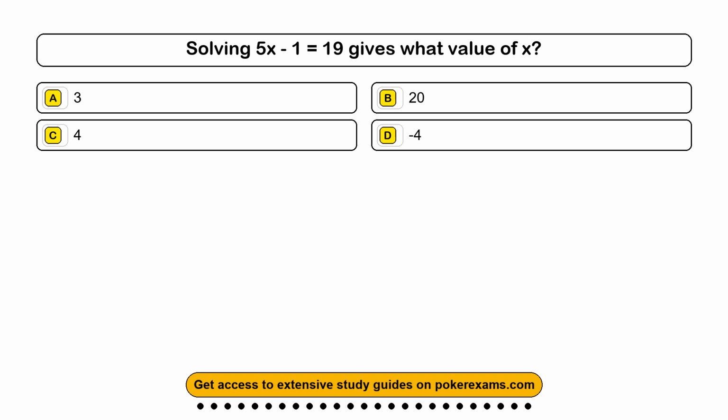Question 9. Solving 5x minus 1 equals 19 gives what value of x? Option A: 3. Option B: 20. Option C: 4. Option D: minus 4.